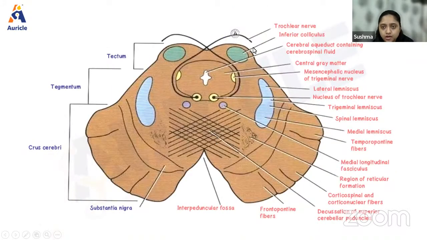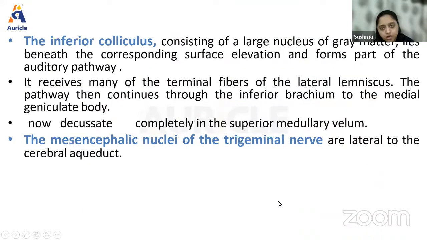Okay, another diagram, just to show the trochlear nerve, inferior colliculus. This is the aqueduct containing the CSF, and the mesencephalic nucleus of the trigeminal nerve. This is the lateral lemniscus. Okay, trigeminal, spinal, and medial lemniscus. All of these lemniscus together are present here. Then these are the different motor structures that are present at the level of the inferior colliculus.